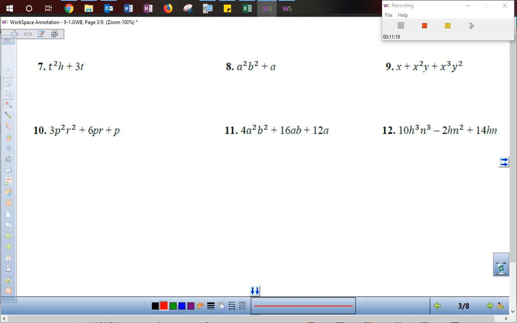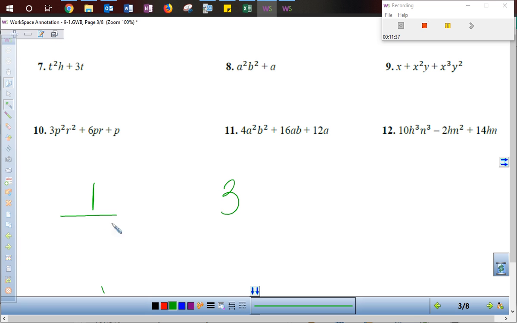On number 7, I have t squared h plus 3t. So let's start with the coefficients. My first term has a coefficient of 1, and my second term has a coefficient of 3. If I want to find the greatest common factor between 1 and 3, that might be a little difficult since one of the coefficients is 1.